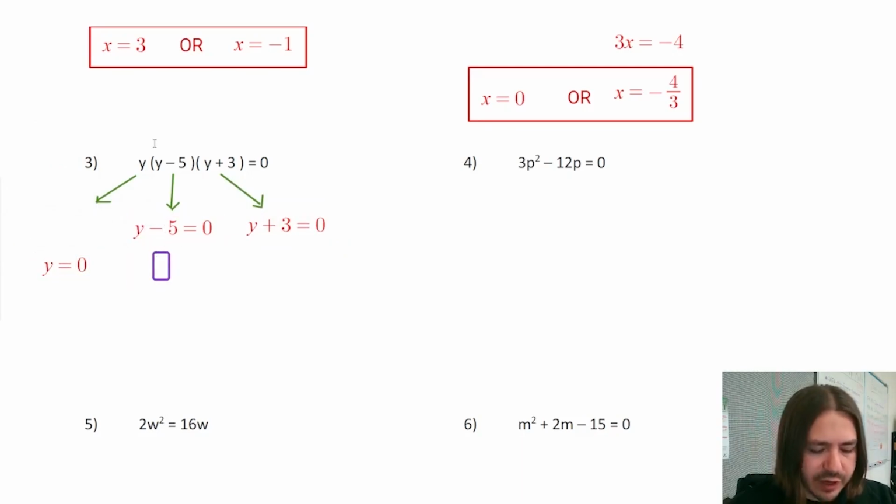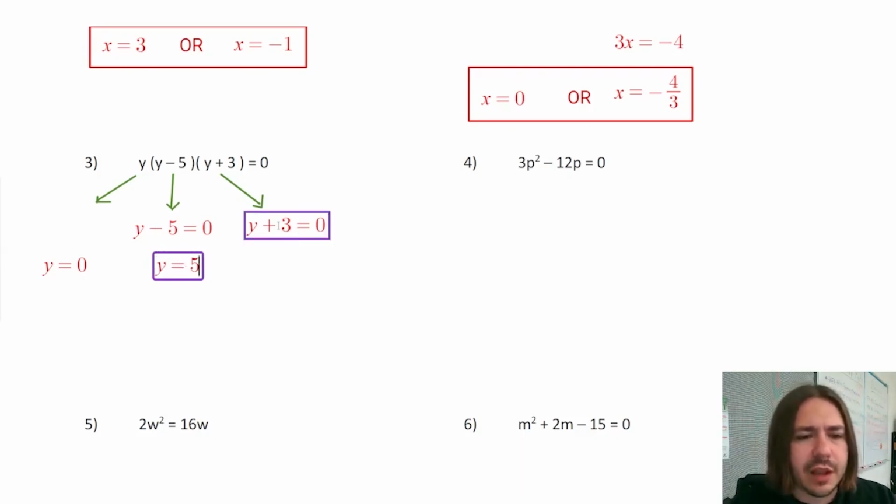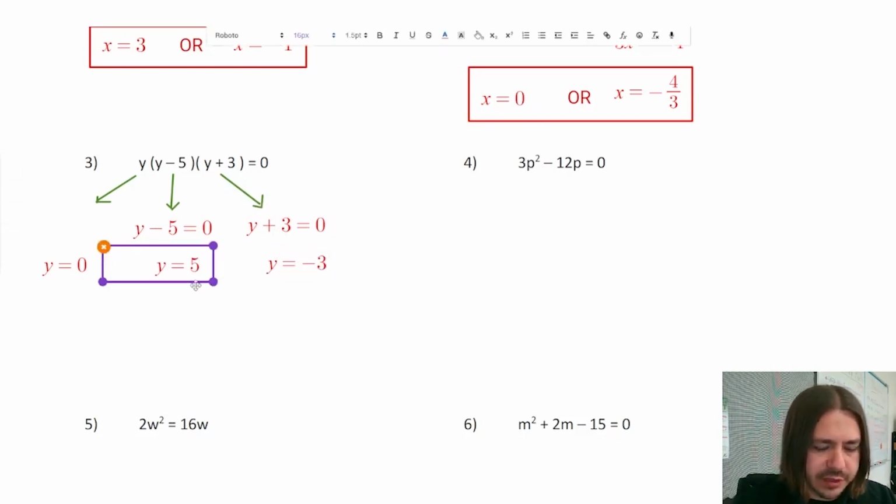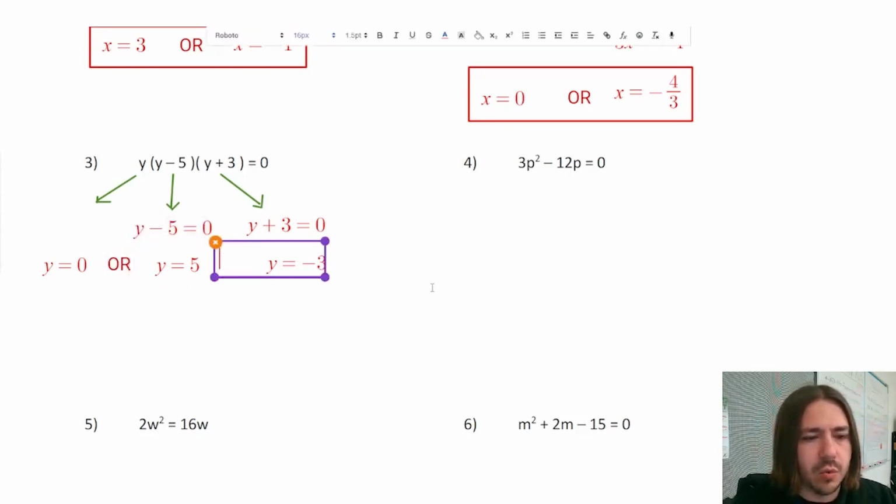If we add 5 to both sides, we get y equals 5. Then for this third one, if we subtract 3 from both sides of the equation, we get y equals negative 3. Here we've got 3 potential solutions. So y equals 0, or y equals 5, or y equals negative 3.